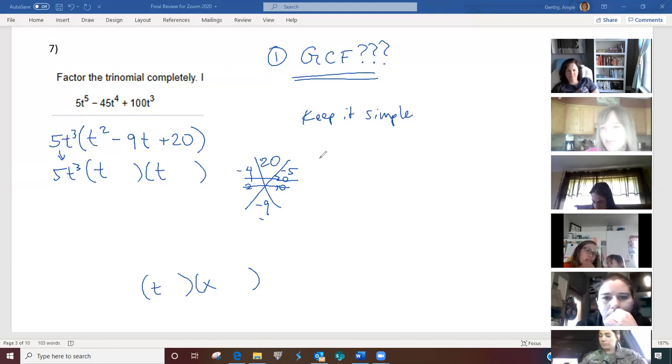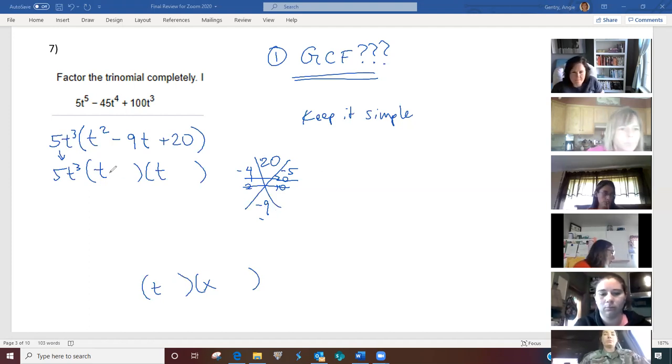So you probably saw this immediately. I showed the whole process in case you don't. Negative 4 times negative 5 is positive 20. Negative 4 plus negative 5 is negative 9, true. And then you say, am I done?